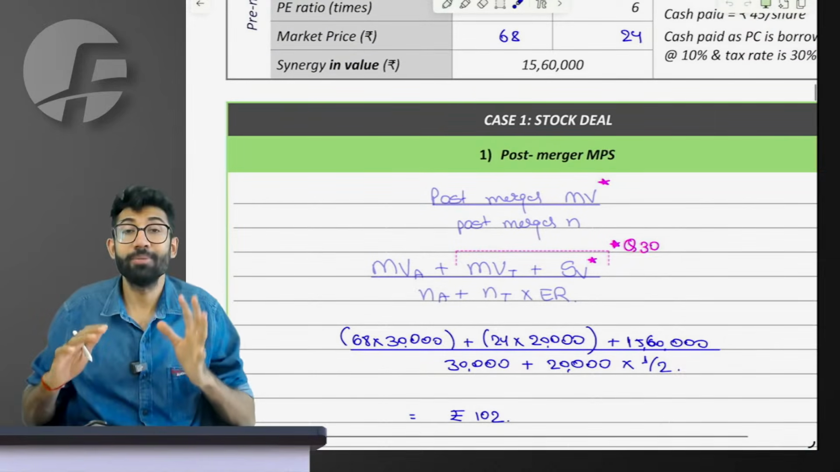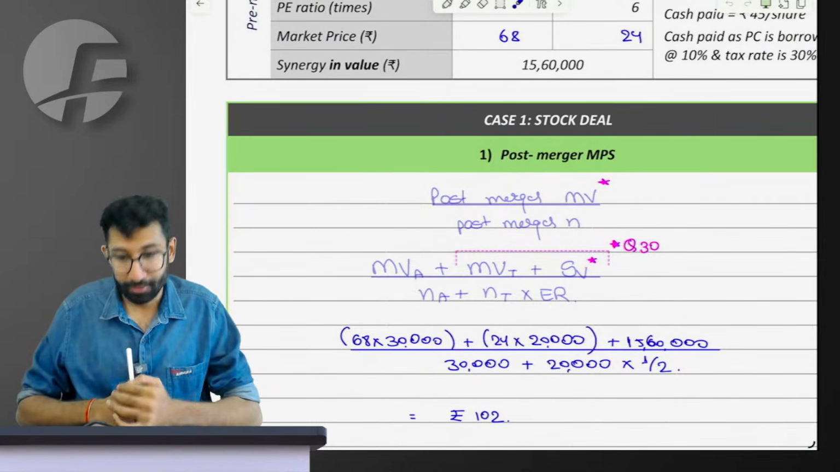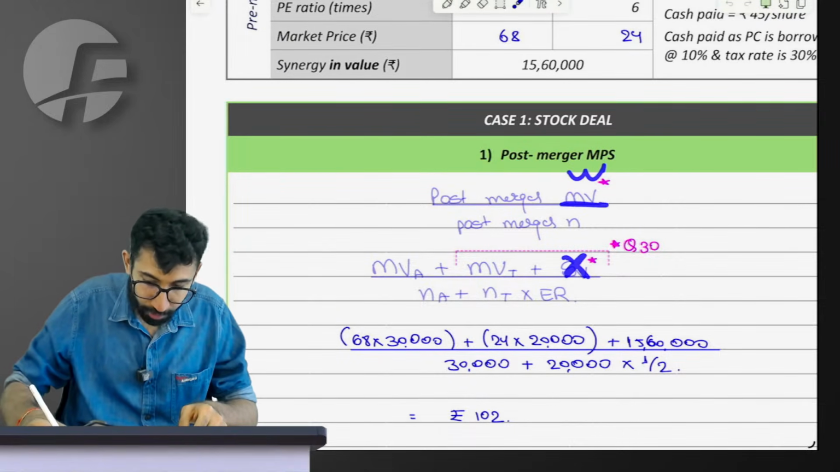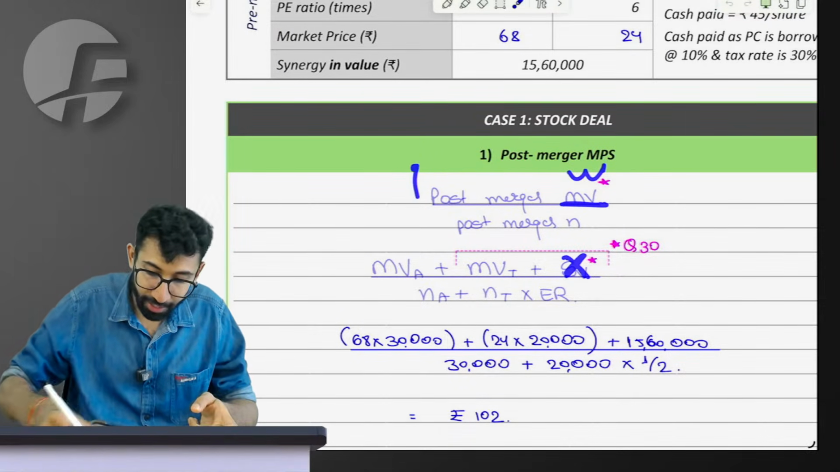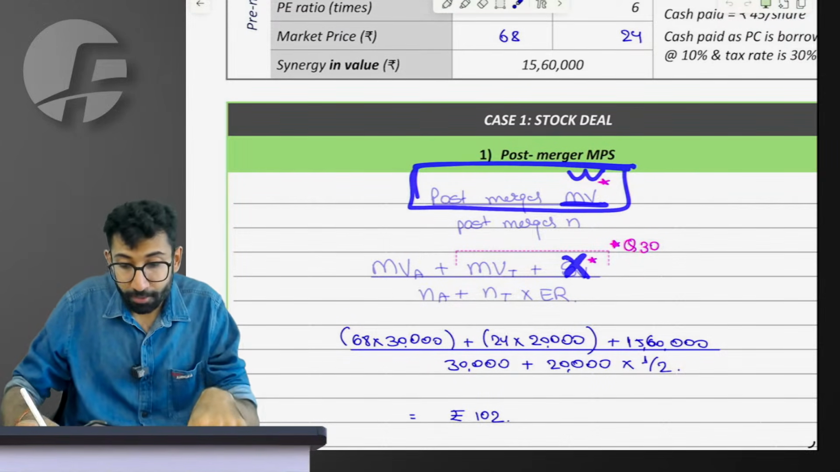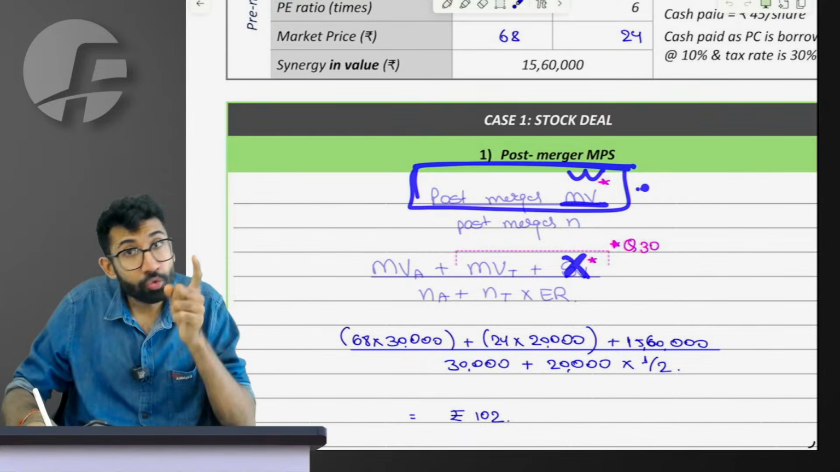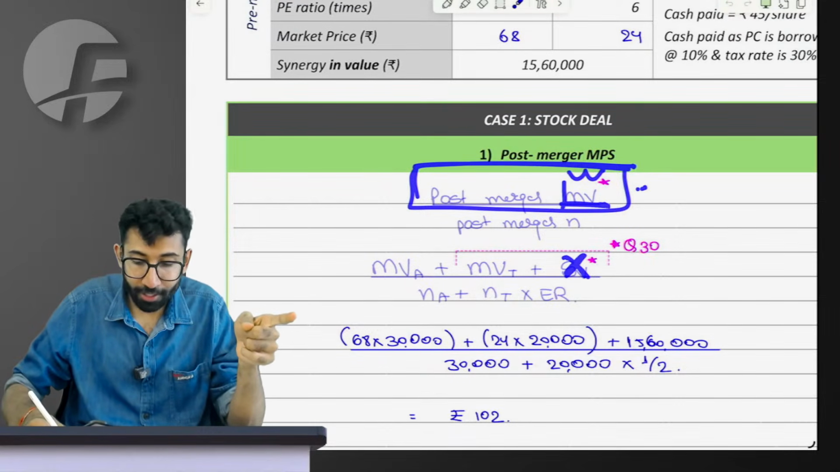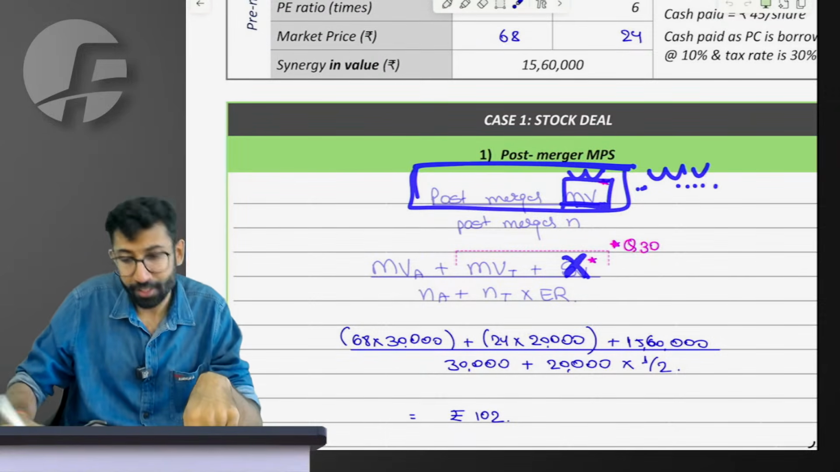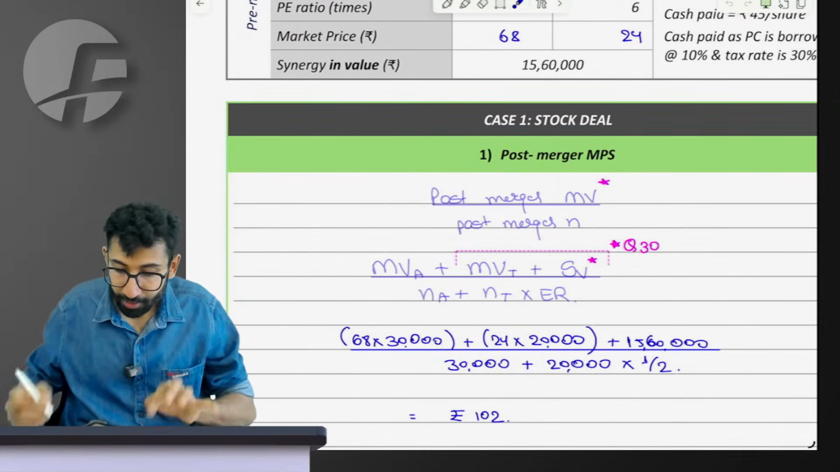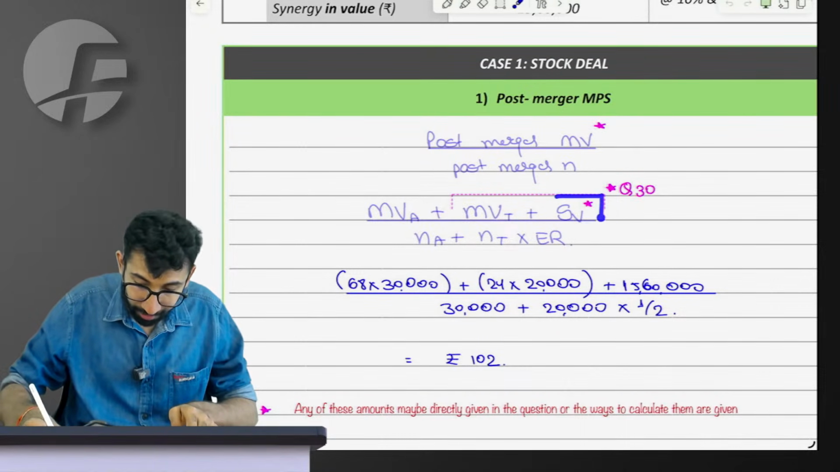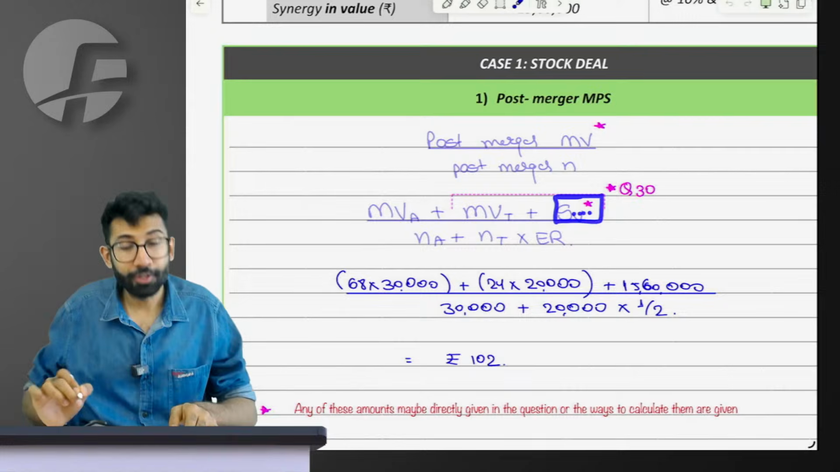Sir, what are the possible ways the examiner can give me data? It may happen that rather than giving synergy in value, it may directly give me the post-merger market value. Sir, life is sorted if this entire numerator is given. Or it may give you details using which you can directly calculate post-merger market value. Similarly, synergy in value may be directly given, or you may be given some data to calculate synergy in value.